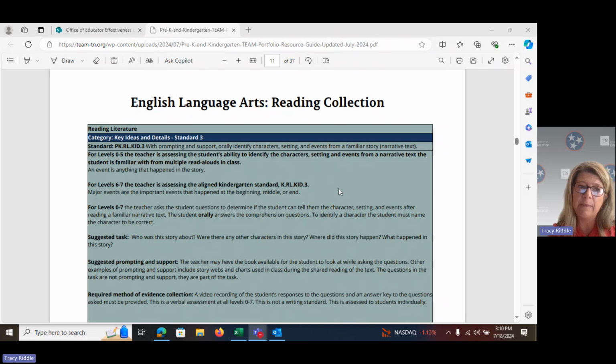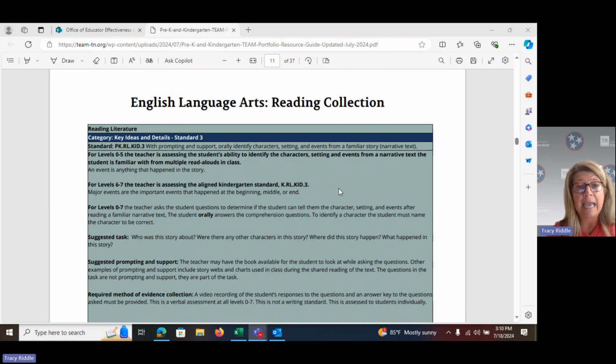You will see here in the rubric, we have a suggested task with the type of questions you could ask your students. These questions are not required, but they are suggested if you need help with how to ask questions that will lead students to identify characters, setting, and events.